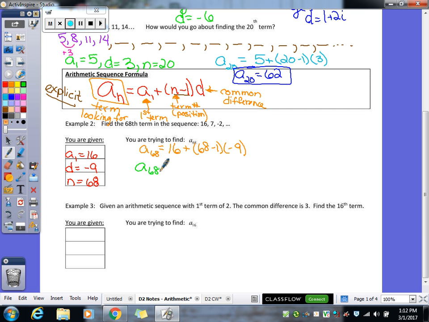So go ahead, type that in your calculator. Let's see what we get for our 68th term. I got negative 587. Does anybody disagree? All right. So our 68th term is negative 587.